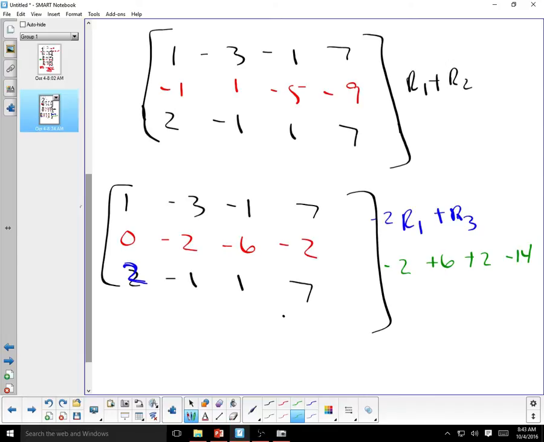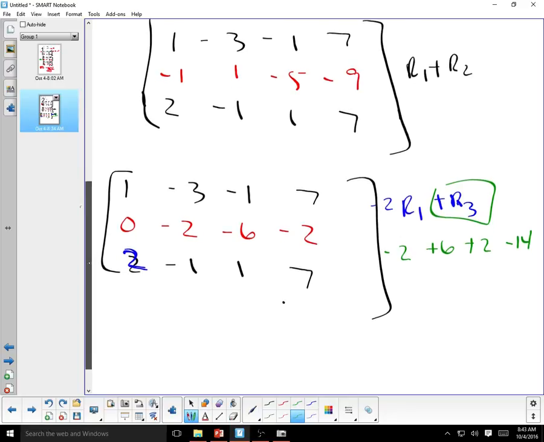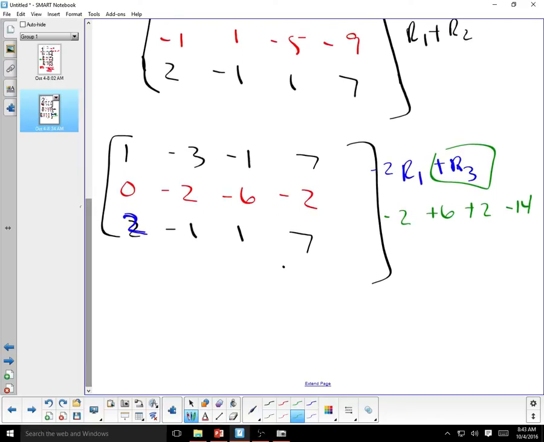Because what am I doing the changes to? I'm doing it to row 3. Okay? All I'm doing is using it as some numbers. So let's do this real quick. Row 1 doesn't change. Row 2 doesn't change.